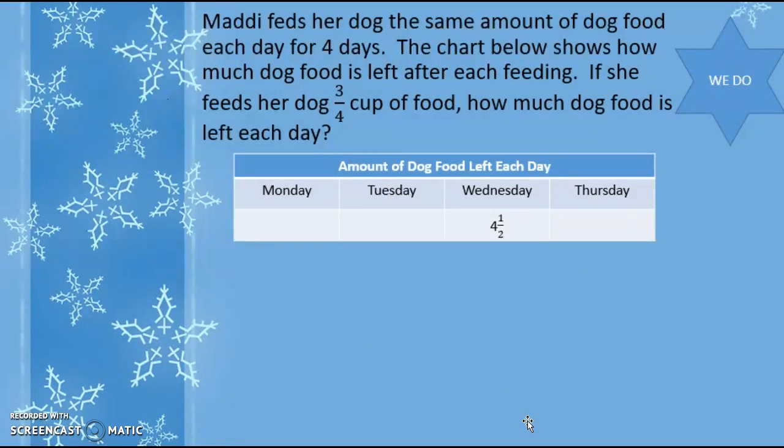Let's do another one together. Maddie feeds her dog the same amount of dog food each day for 4 days. The chart below shows how much dog food is left after each feeding. If she feeds her dog 3/4 cup of food, how much dog food is left each day? So we know that these numbers are going to represent how much dog food is left. Now it says 3/4 cup. We need to rename this mixed number as an improper fraction that has a denominator of 4. Oh boy, but we can totally do this, right, boys and girls?